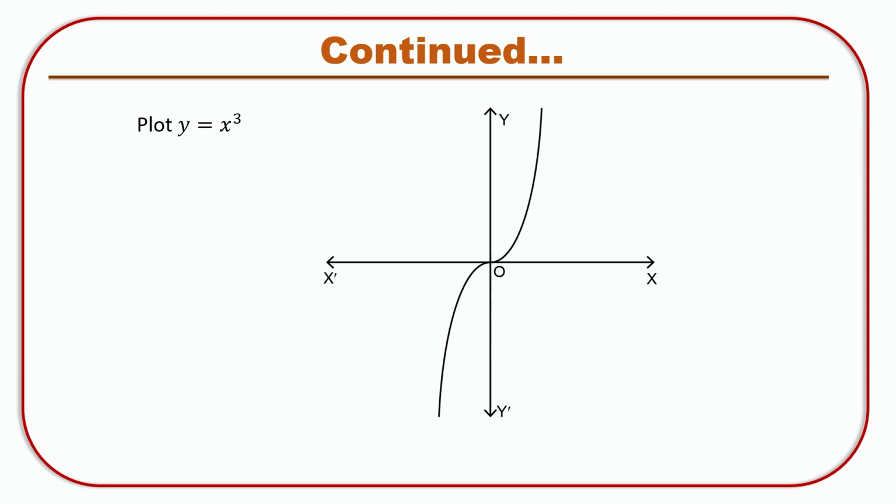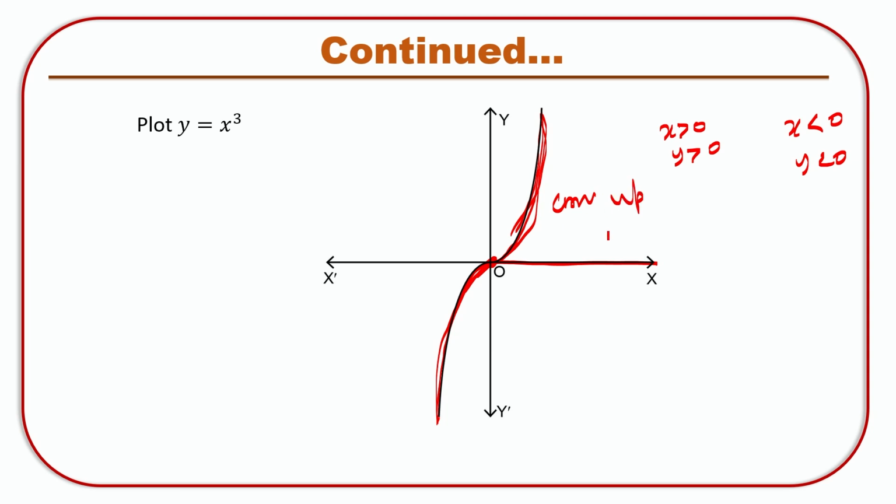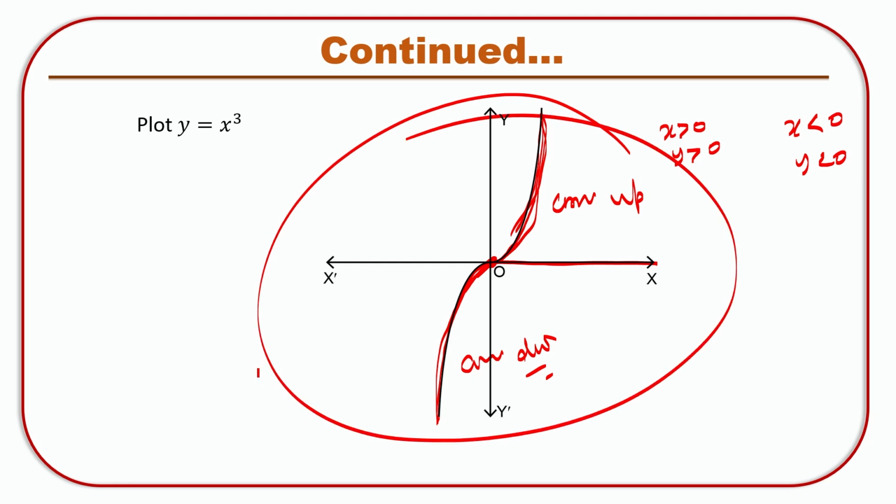We have seen that with x greater than 0, y is going to be greater than 0. With x less than 0, y is going to be less than 0. And it is symmetrical about the origin. There is no maxima or minima, and there are no critical points here. Using those concepts, for x less than 0 it is concave downward, and for x greater than 0 it is concave upward. Using this, the complete graph of y equal to x cube can be sketched, right?